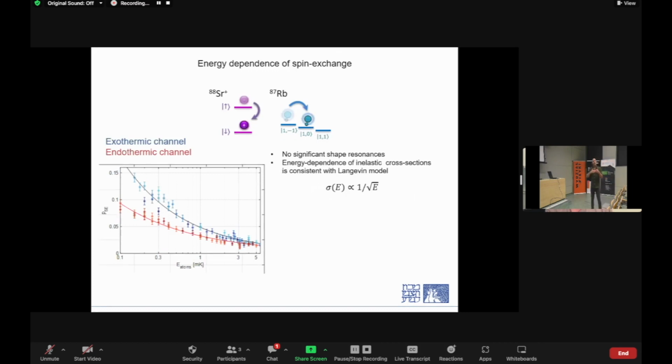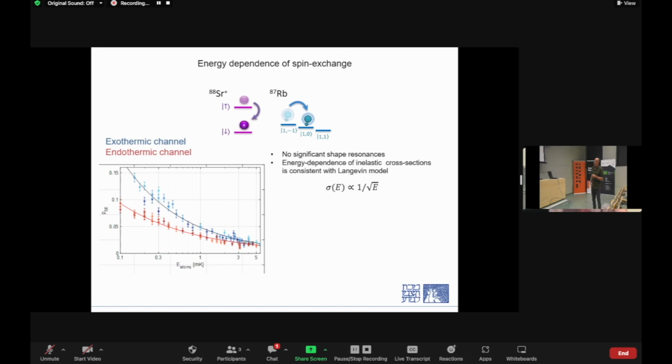Right. So I've shown you that if you look at inelastic collisions, as we go to different isotopes or choose different species, we can try and detect interference effects. A more direct comparison would be to actually measure this reaction as a function of energy and search for shape resonances. And this is what we've done. We've taken data of spin exchange both for an exothermic channel. Remember that the magnetic susceptibility of rubidium and strontium plus is not the same due to the hyperfine structure of rubidium. So either rubidium starting at 1-1 and strontium starting at up, which is an exothermic spin exchange reaction, or vice versa, which is an endothermic channel. So it either releases energy or costs energy.